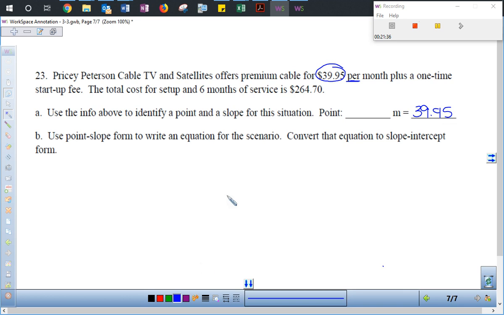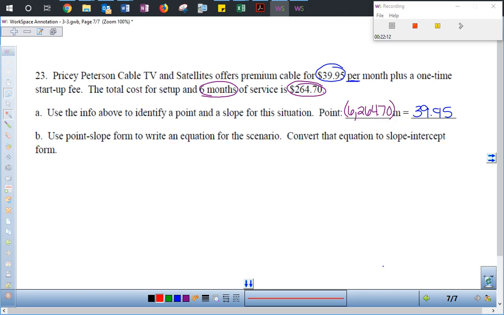Now my point is going to have two things grouped together. So for example, we have 6 months and $264.70. That's going to be my ordered pair. Now I just have to figure out which one's my x value and which one's my y value. Now, in an ordered pair, the x value goes first, and x is always time. So here I have 6 months. If you had months, weeks, days, years, decades, seconds, all of that, anything that represents time will go first. So we'll have the ordered pair of 6, comma, 264.70.